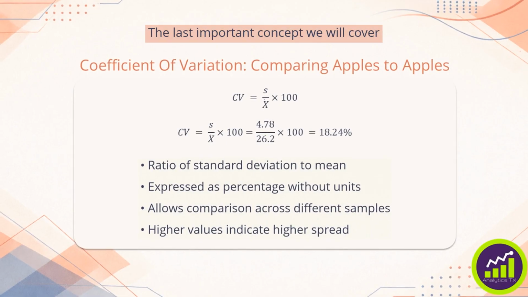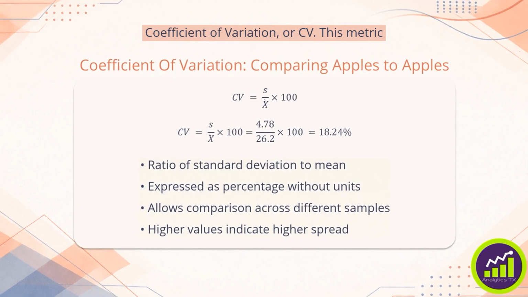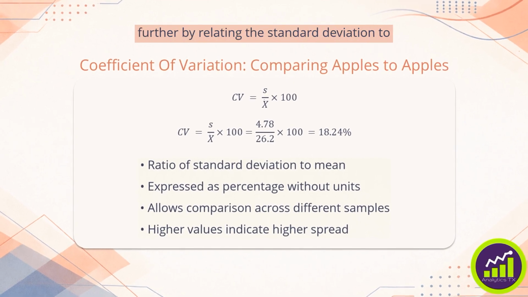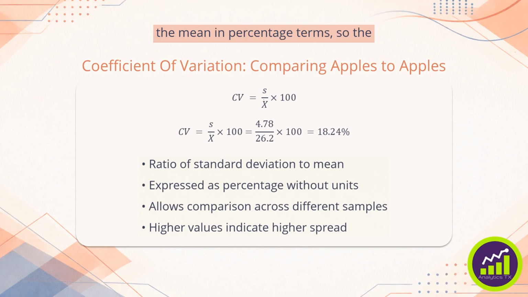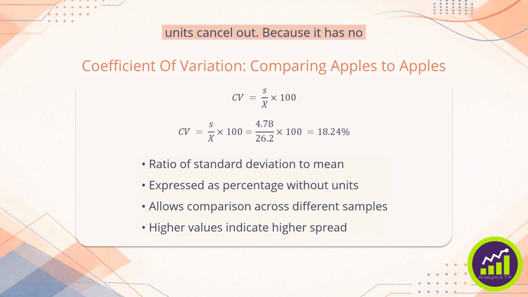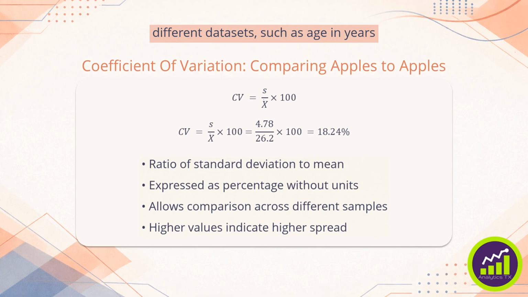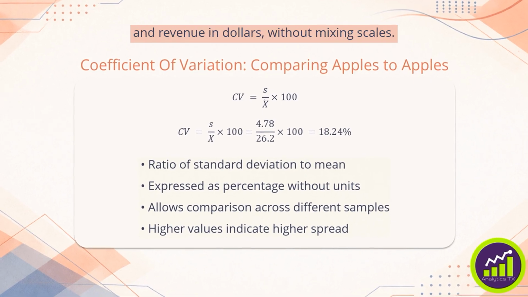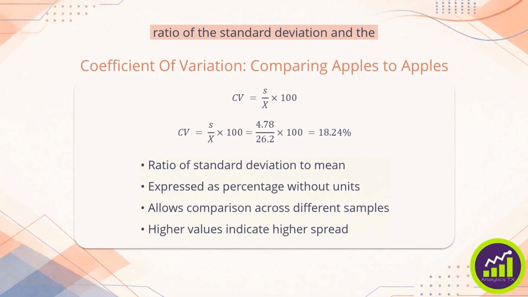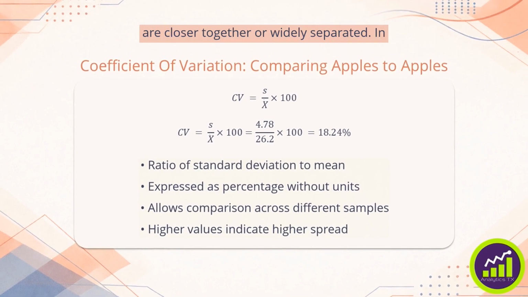The last important concept we will cover in the realm of variability is the coefficient of variation, or CV. This metric takes interpretation of data distribution a step further by relating the standard deviation to the mean, in percentage terms, so the units cancel out. Because it has no units, you can compare variability across very different datasets, such as age in years and revenue in dollars, without mixing scales. In the simplest terms, it takes the ratio of the standard deviation and the mean to determine if the data values are closer together or widely separated.